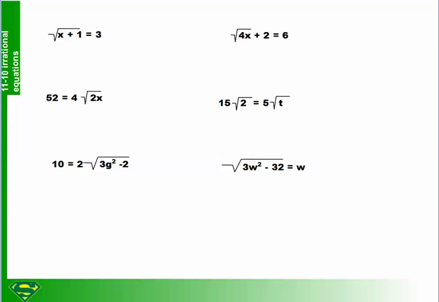All right, so the first problem that we have: the square root of x plus 1 is equal to 3. Since the x is inside the square root, we have to get it out of the square root symbol before we can do anything else. So what's the opposite of square rooting something? Squaring. And what we do to one side, we have to do to the other. So the square root of x plus 1 squared is just x plus 1. 3 squared is 9. So, obviously, subtract 1, and we get x is equal to 8.